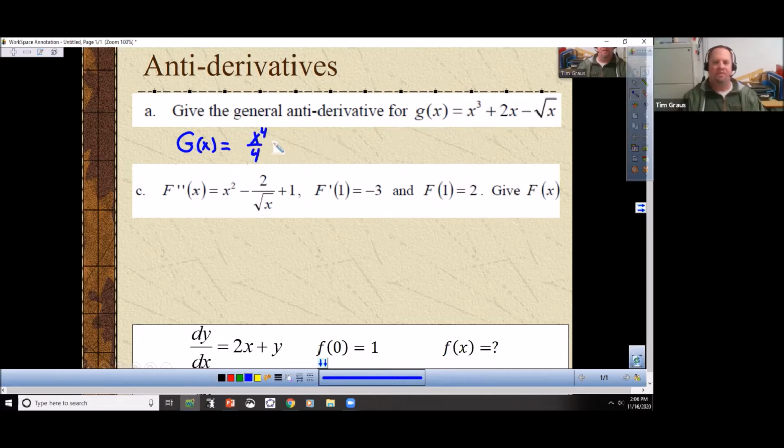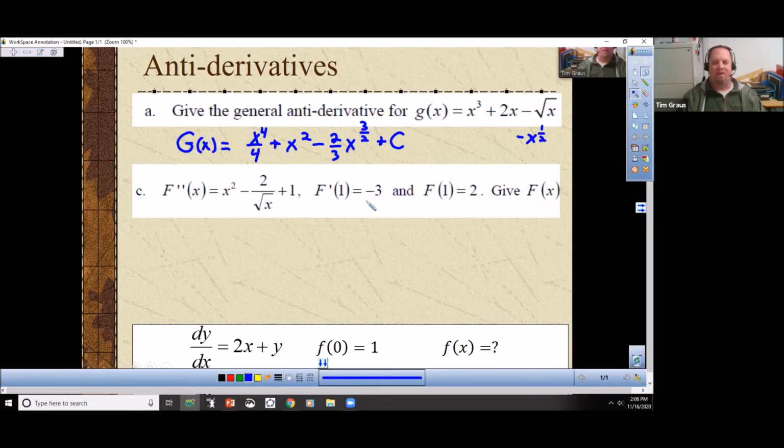2x's antiderivative is plus x squared. And negative square root of x, well, that's like a negative x to the 1/2. So add 1 to the power, divide by the new power. That would be minus 2/3 x to the 3/2. So I added 1 to the power and divided by the new power. And this is just a general antiderivative. It could have any constant at all at the end of this.